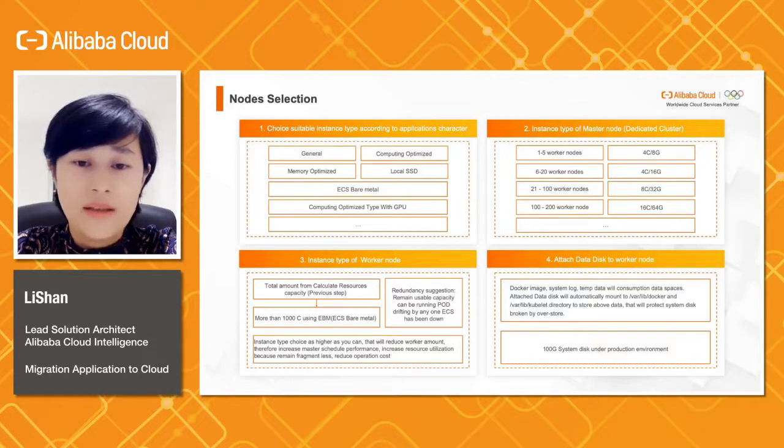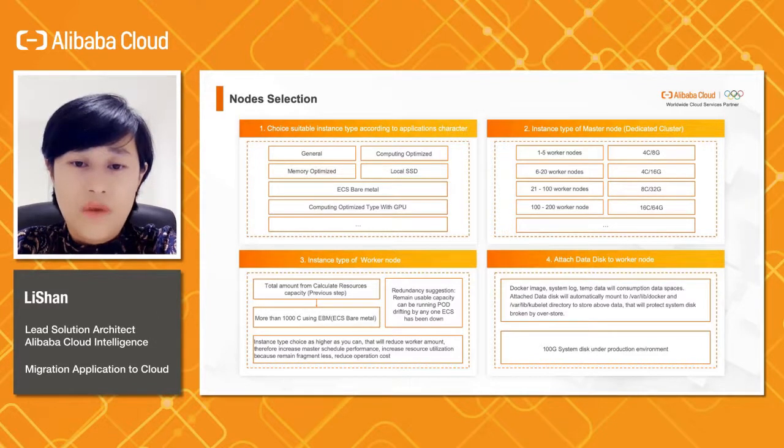Next, if you are creating a dedicated cluster, the master node capacity depends on how many worker nodes are running. For example, if you have 1 to 5 worker nodes, the master node should be 4 core 8 gigabit. If we have 6 to 20 worker nodes, the master node should be 4 core 16 gigabit. If we have 21 to 100 worker nodes, the master node should be 8 core 32 gigabit.